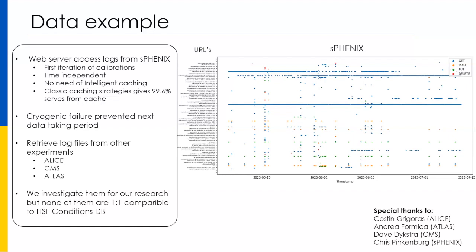But we're trying to develop intelligent caching. That's why we are trying to ask other experiments for new access log files, and we really want to thank Costin Grigoras from ALICE, Andrea Formica from ATLAS, Dave Dykstra from CMS, and Chris Fink from sPHENIX, who gave us their access log files from the web server, and we investigated them.